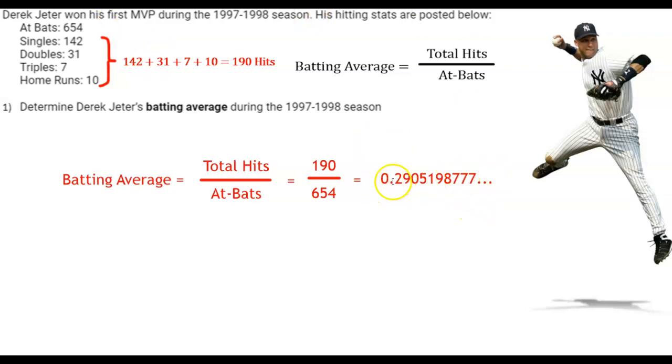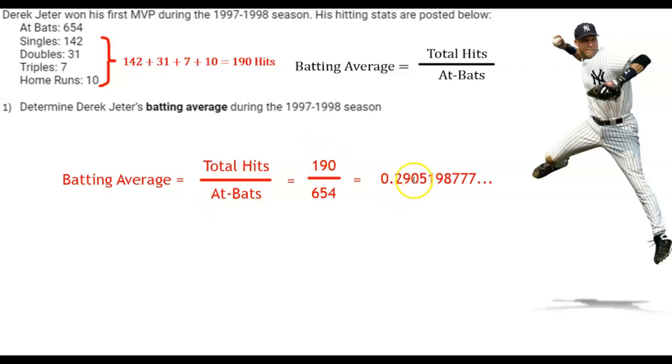So this would be annoying to report, especially if I was writing an article on sports. I wouldn't say, Derek Jeter's batting average was 0.290519. So sports writers and baseball statisticians have agreed that we usually express a batting average and a slugging percentage as 3 decimal places, to the nearest thousandths place.